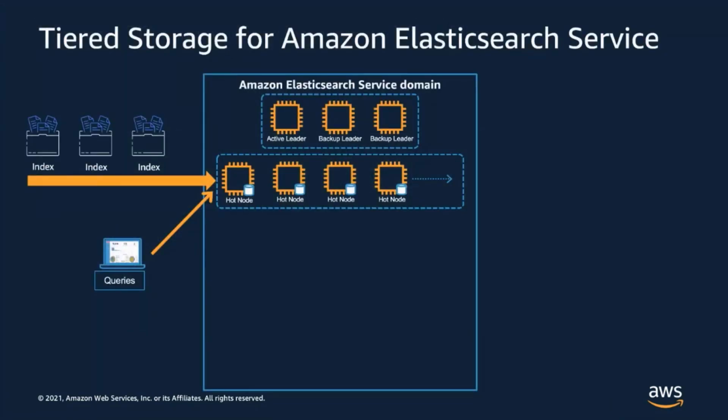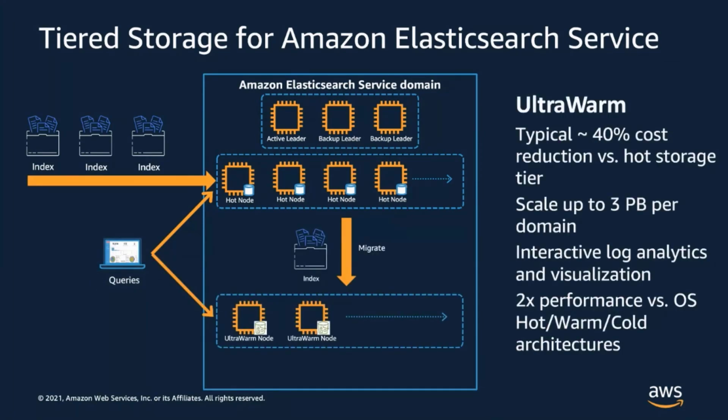In order to overcome the challenges of retaining older data and infrequently accessed data in hot tier, as I said earlier, we introduced ultra-warm. Ultra-warm is a storage tier that reduces the cost per GB of data while still providing an interactive experience when searching and analyzing this data. It increases the amount of log data that you can retain and analyze in Amazon Elasticsearch Service by roughly a magnitude of 6x without increasing the cost.